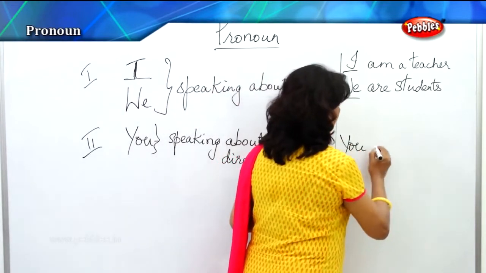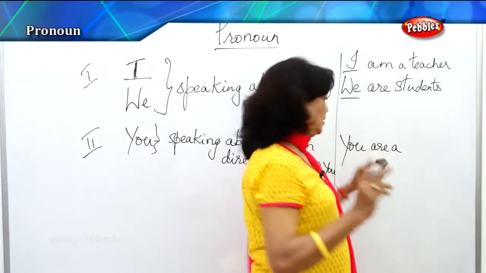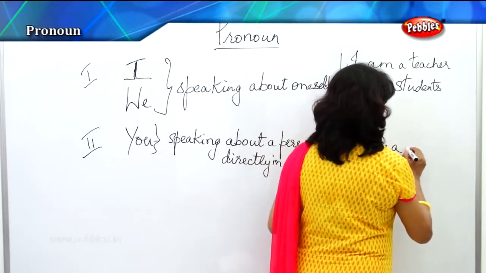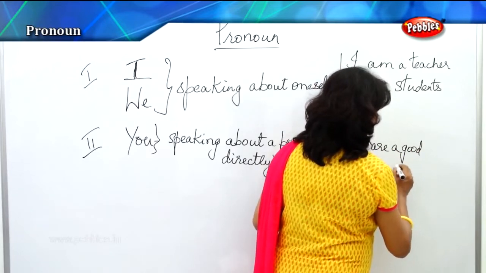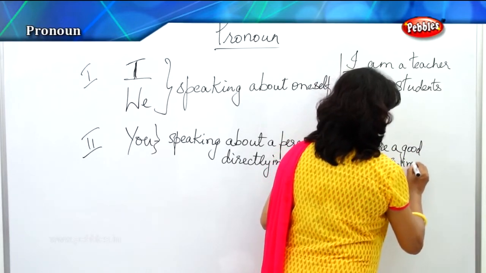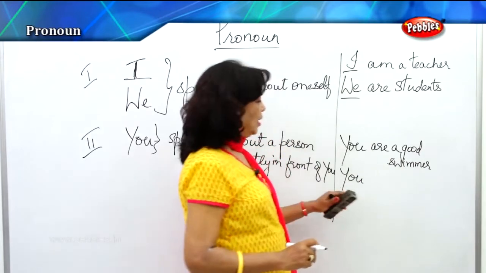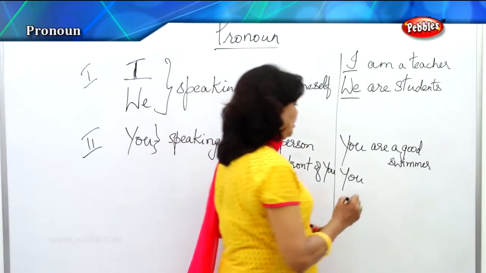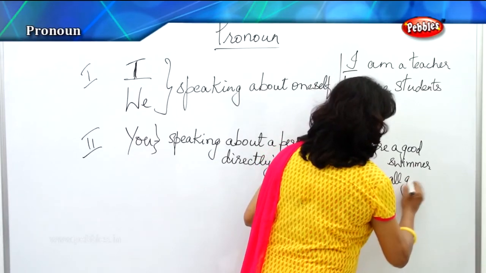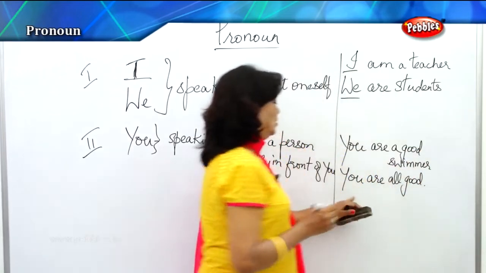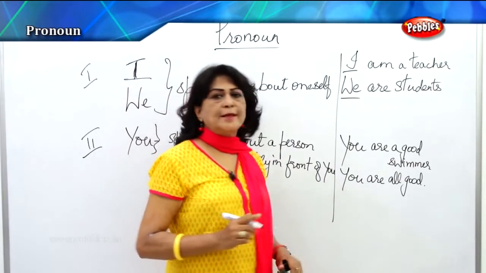You are, okay, one personக்கு நான் ஒரு sentence எழுதுறேன். You are a good swimmer. This is singular. Okay, I am going to talk about you as a plural. You are all good. I am talking about all of you. You are all good. So it is plural.